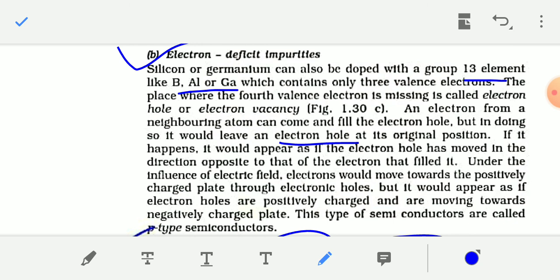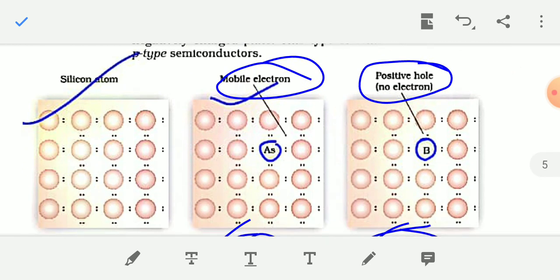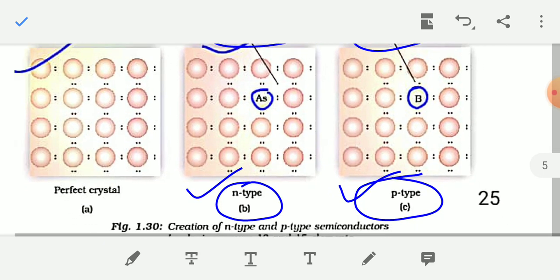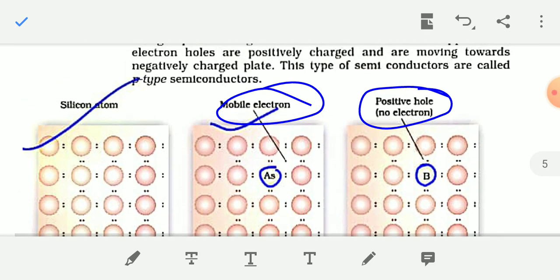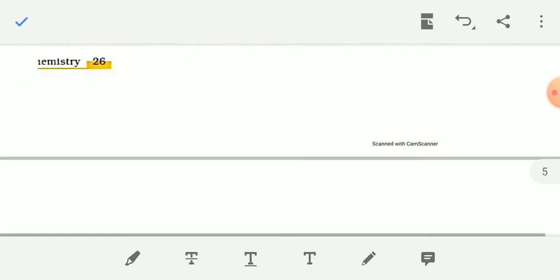After doping silicon or germanium with a group 13 element, we get a p-type semiconductor. P means positive: in a p-type semiconductor there are positively charged holes. Due to the presence of positively charged holes in p-type semiconductors and free electrons in n-type semiconductors, the conductivity of n-type and p-type semiconductors is higher than that of pure semiconductors.